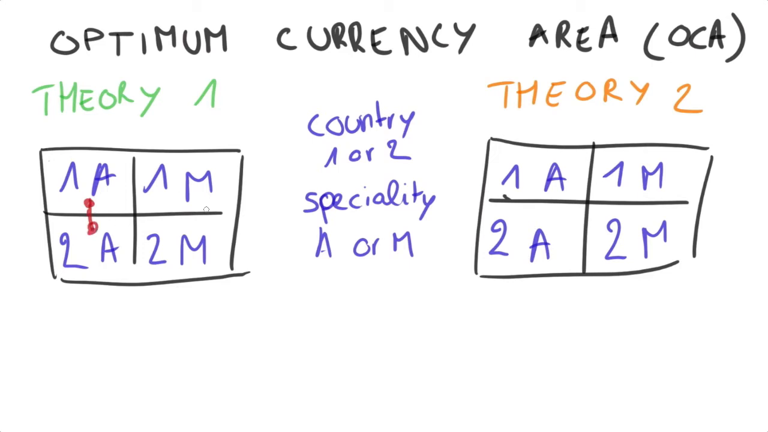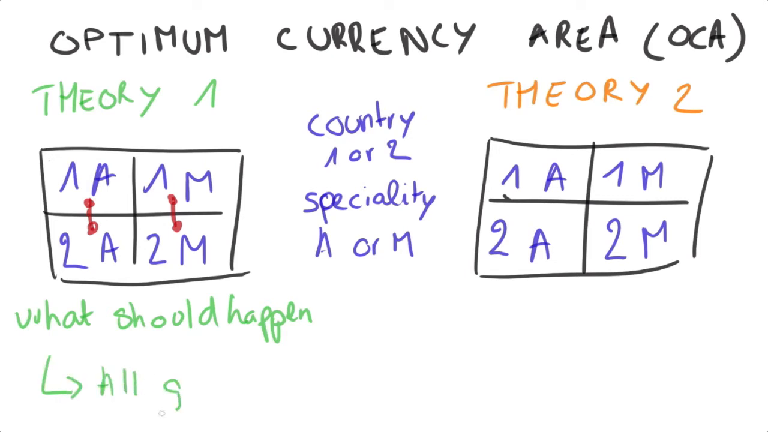Scenario 1 is the OCA that you should observe and that you want to happen. Well, everything is good because areas that are specialized in the same product are trading with each other. They are together in this optimum currency area, so everything is fine. However, what happens most of the time is scenario 2, where countries trade within each other mostly, and that's a problem because they don't have the same kind of products.